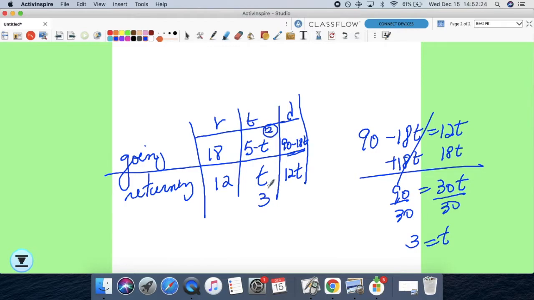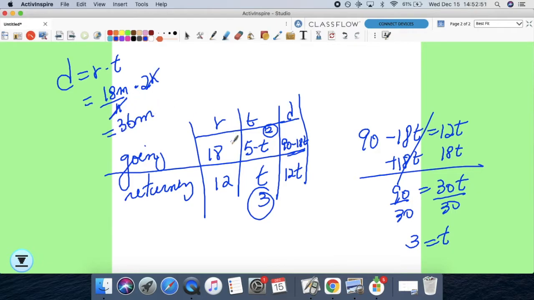Let's circle that. And what do we want to know? How far was the island from the harbor if the trip took 5 hours? Again, distance equals rate times time. For the going part, he traveled at 18 miles per hour for 2 hours, so the distance would be 36 miles. Whether you use the going speed or the returning speed: on the return, he was traveling at 12 miles per hour, and it took him 3 hours.